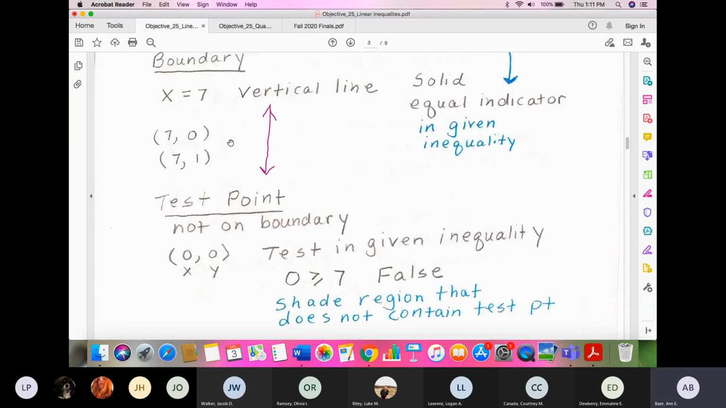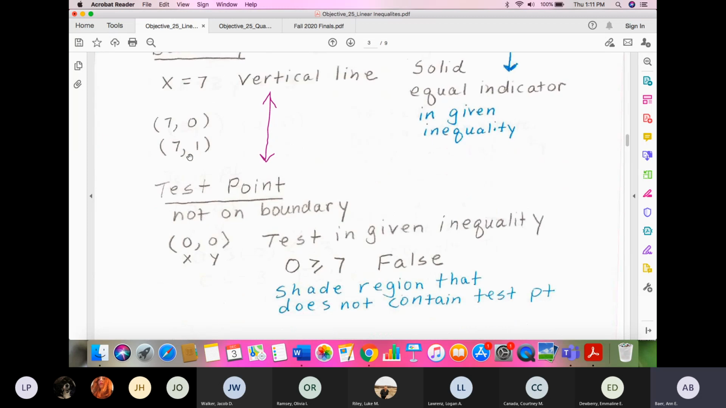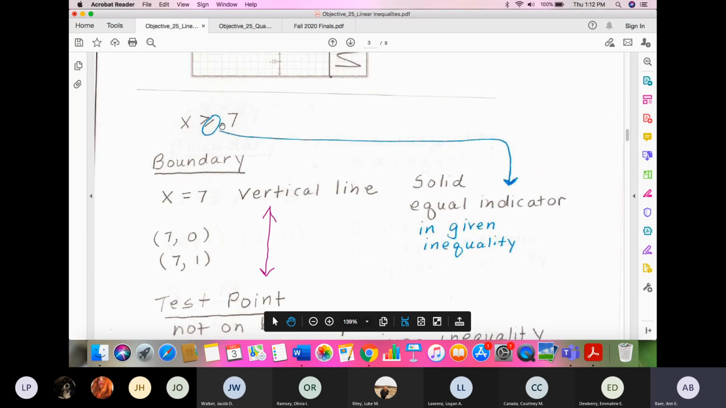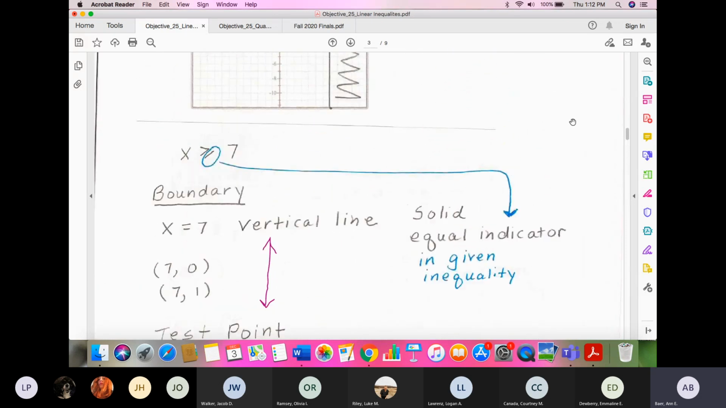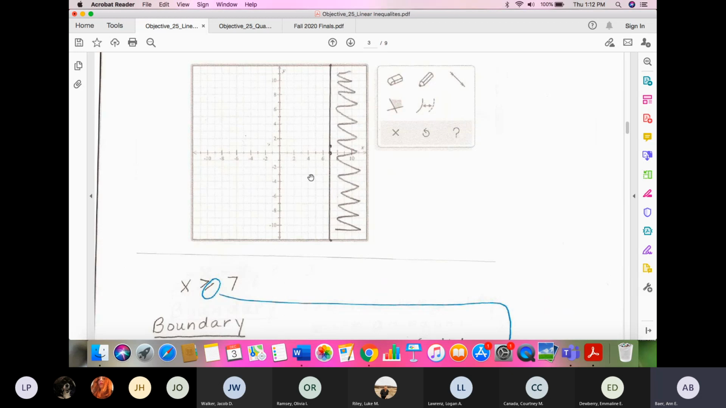We're talking about x here. What goes in for x? Whatever's the x coordinate here, which is 0. Is 0 greater than or equal to 7? Is that true or false? 0 greater than or equal to 7 is definitely false. So we want to shade the region that does not contain the test point, the region that does not contain 0, 0. This region over here contains 0, 0. This is the other one. It does not contain 0, 0, so this is the one that we want to shade.